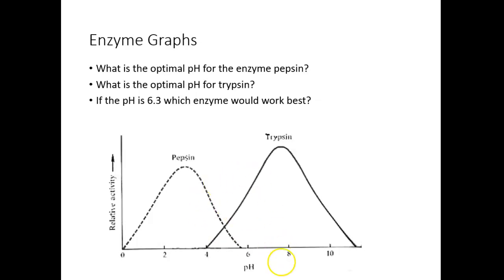So if we're looking at 6.3, pH 6.3, my mouse disappeared for a second, there it is. pH is 6.3, which one would be working best? Well, notice that pepsin is not even functioning at all in a pH of 6. So the answer here would be trypsin. Trypsin, although it's not working at its optimal rate, it is still working much better than pepsin. Pepsin's not even on the charts in this range.